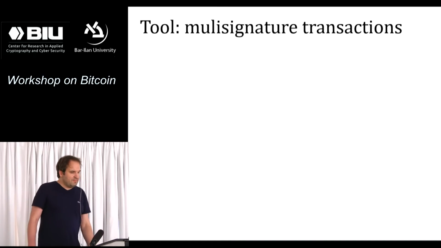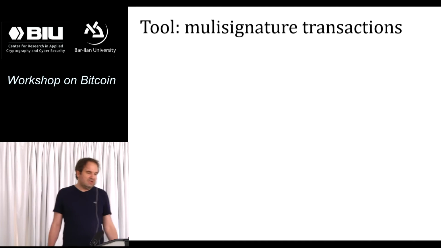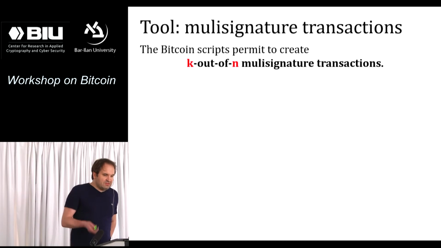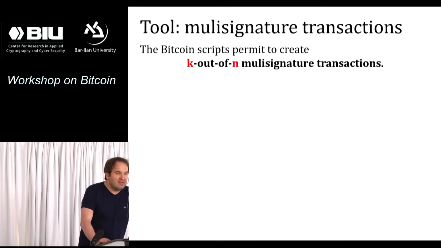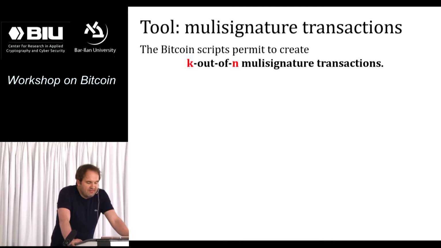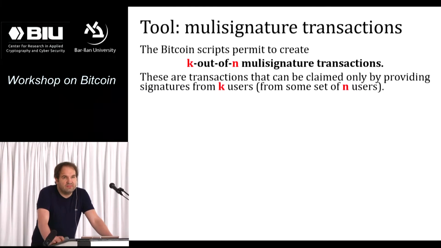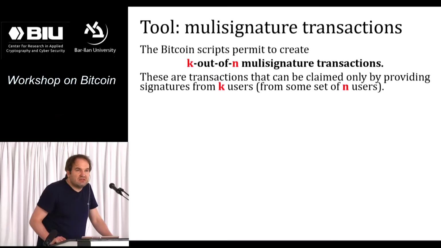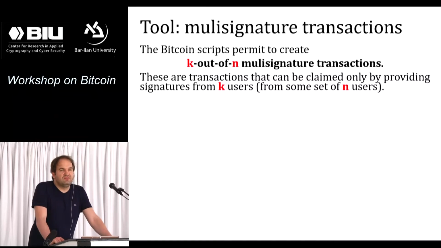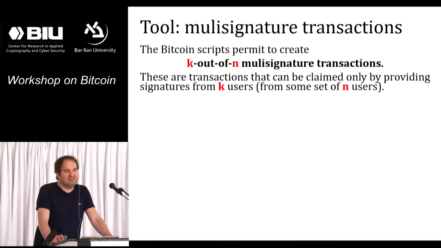And we use a tool here from the scripting language, but it's, as I told you, a very simple tool. It's called multi-signature transactions. In general, Bitcoin scripts permit you to create transactions where more than one signature is needed to spend it. And actually, it can be k out of n. So you can specify n public keys, and in order to spend this transaction, you need k signatures from the set of n public keys. So it's like k out of n secret sharing, sort of, right? It's simply a threshold. You need this number of signatures to spend it.